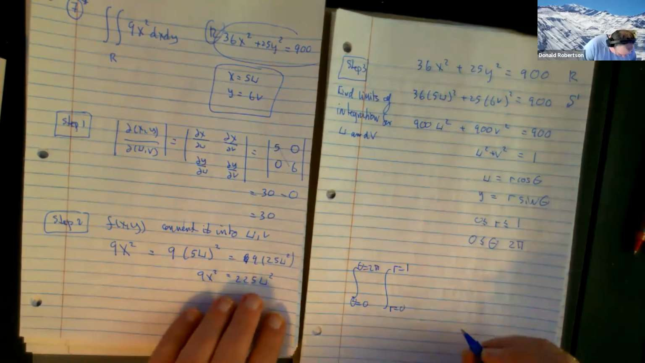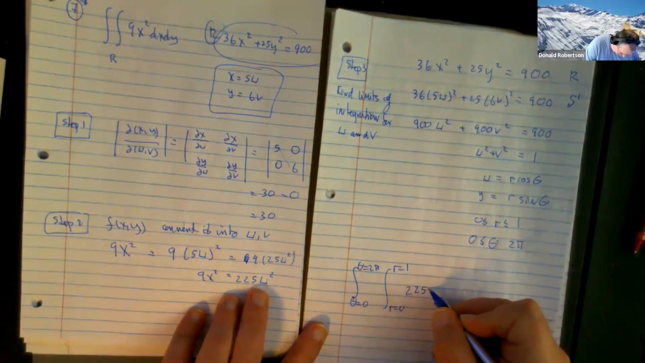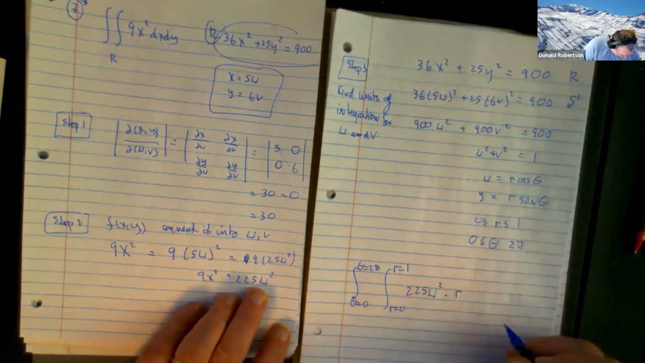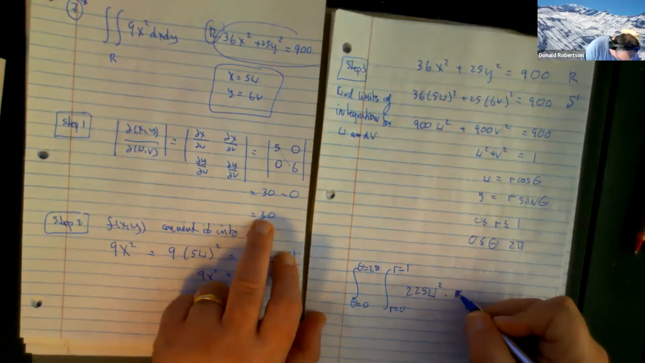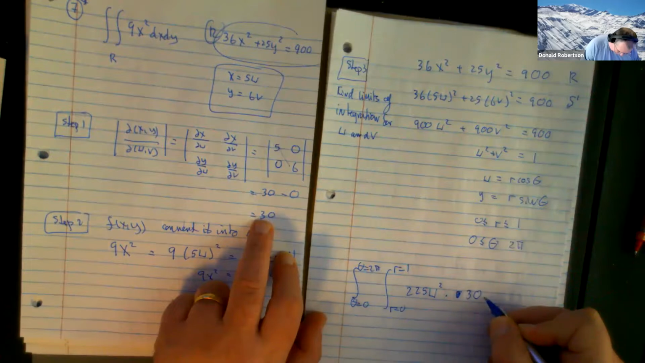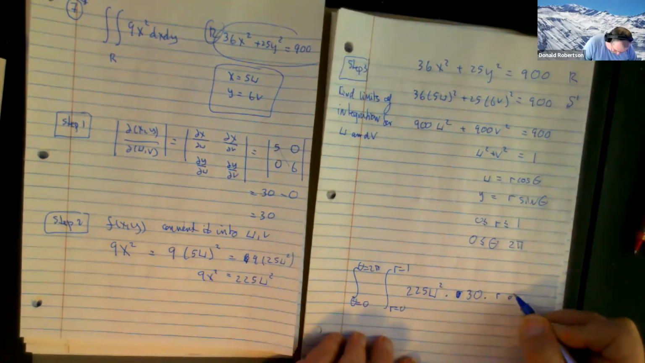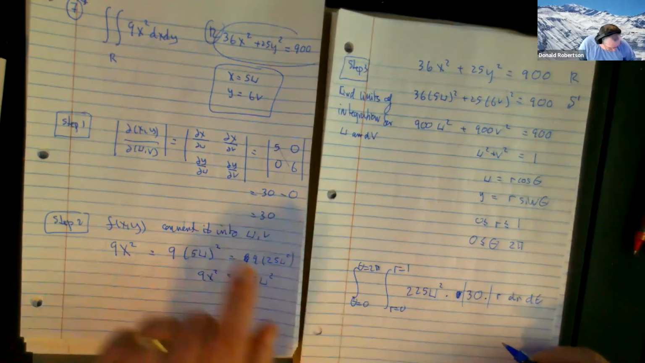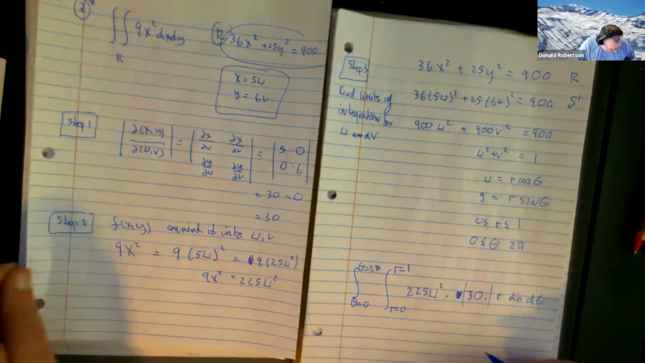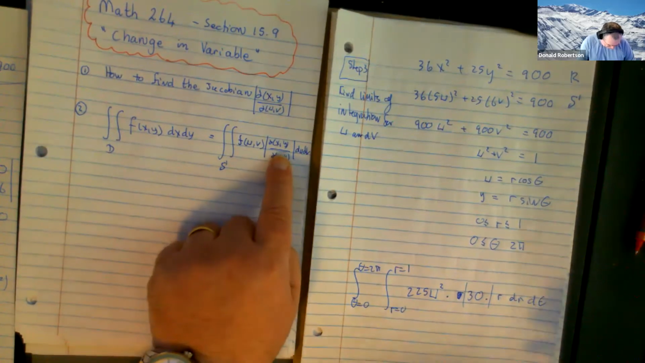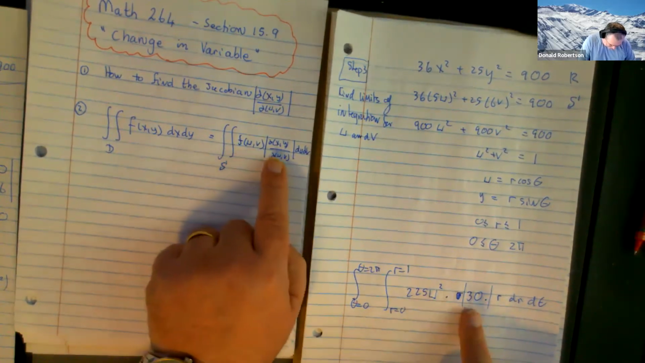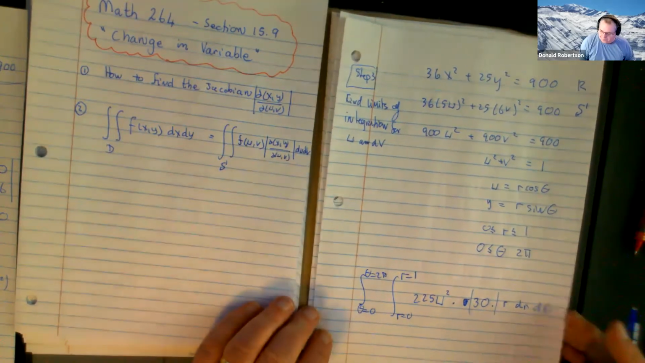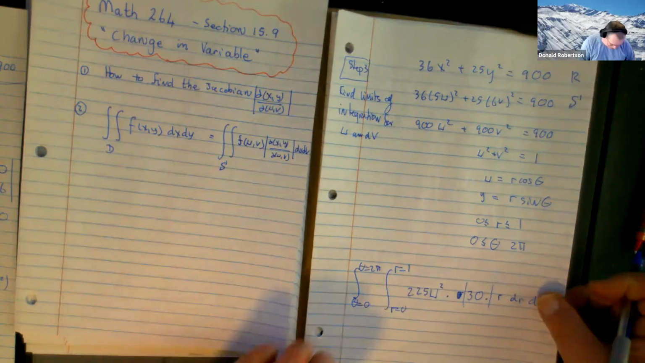Right now, it's 225 u squared times r. Oh, where's my Jacobian? Putting my Jacobian first. 30 times r dr d theta. That guy there is him. That's him. That's him. And these three guys are him. I almost forgot that 30 guy.